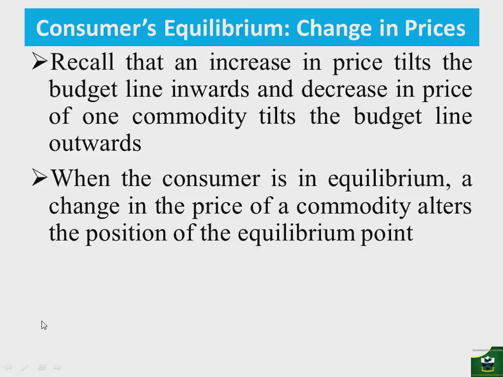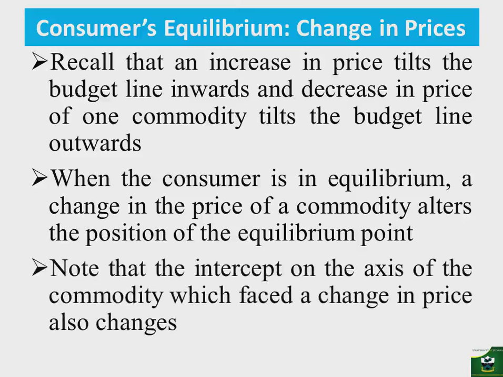Now, what this means is that if you hold the income level constant and the price of one good constant, and then you alter the price of the other commodity, the slope of the budget line will change. With this, the intercept will also change. Therefore, the position of the budget line will be altered. Note that when we are looking at the axis, it's specifically the axis of the commodity which has received a change in price. And therefore, this intercept will change.